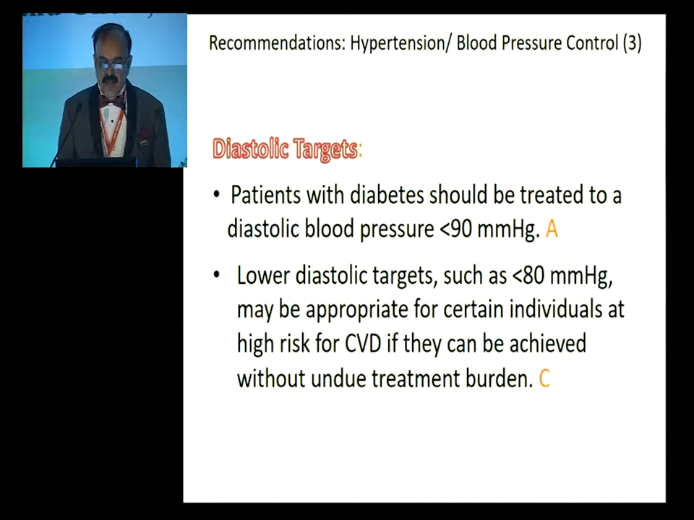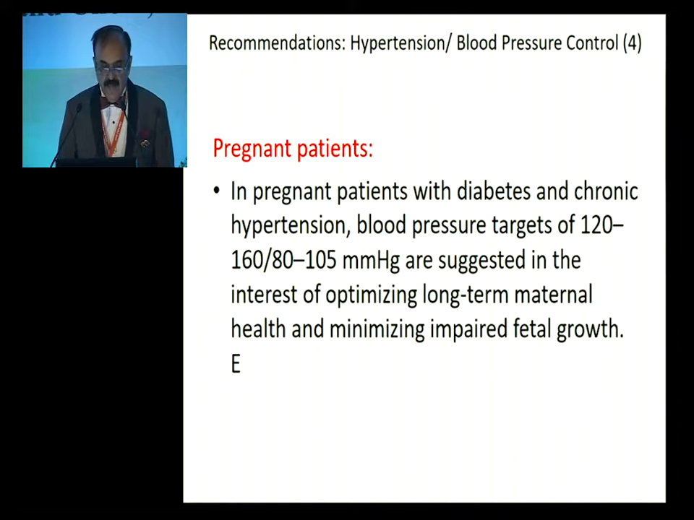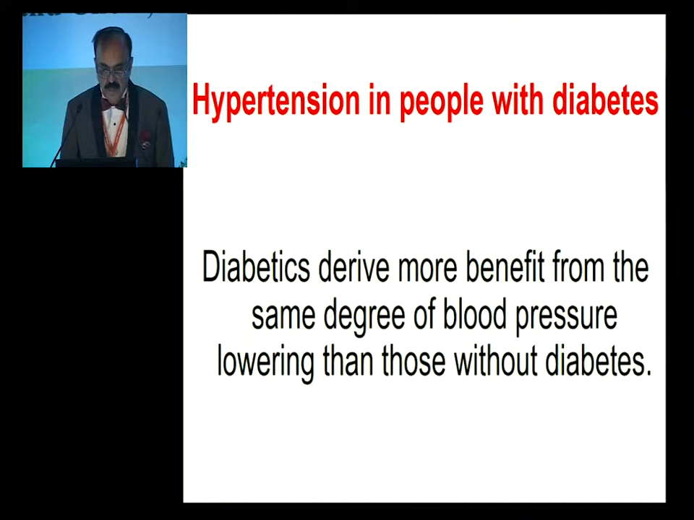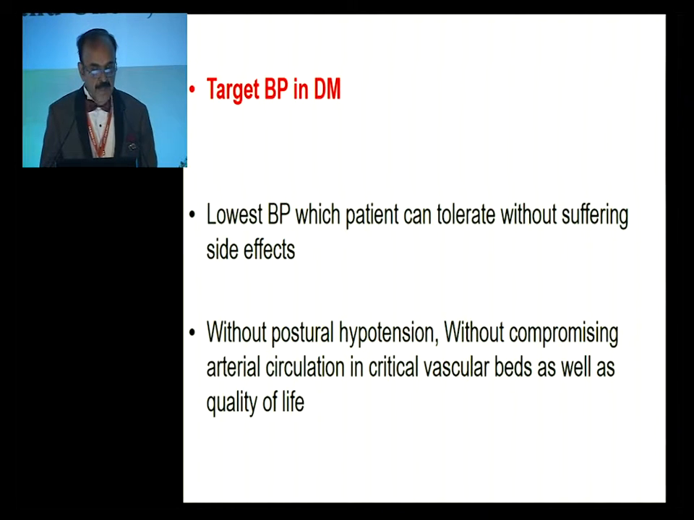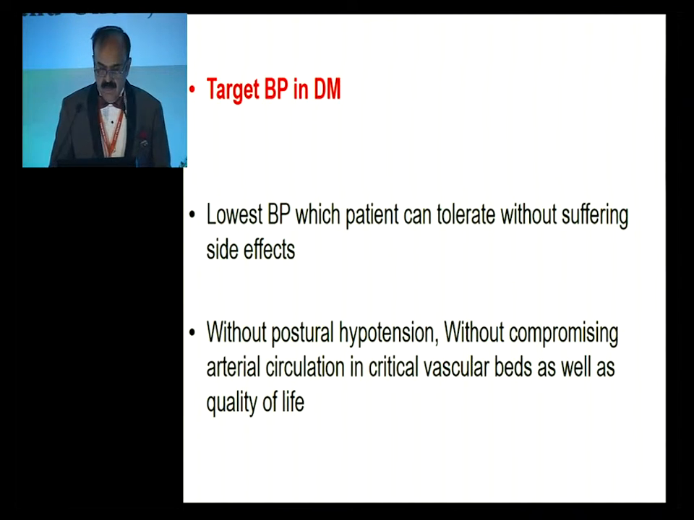Similarly, the diastolic target is less than 90, and you can reduce to less than 80 in younger patients if they can tolerate it. For pregnant patients, it is 120 to 160 and 80 to 105 according to ADA. Diabetics derive more benefit from the same degree of blood pressure lowering than those without diabetes. So what is the target finally? The lowest blood pressure which a patient can tolerate without suffering side effects like postural hypotension, without compromising arterial circulation, and without compromising quality of life.